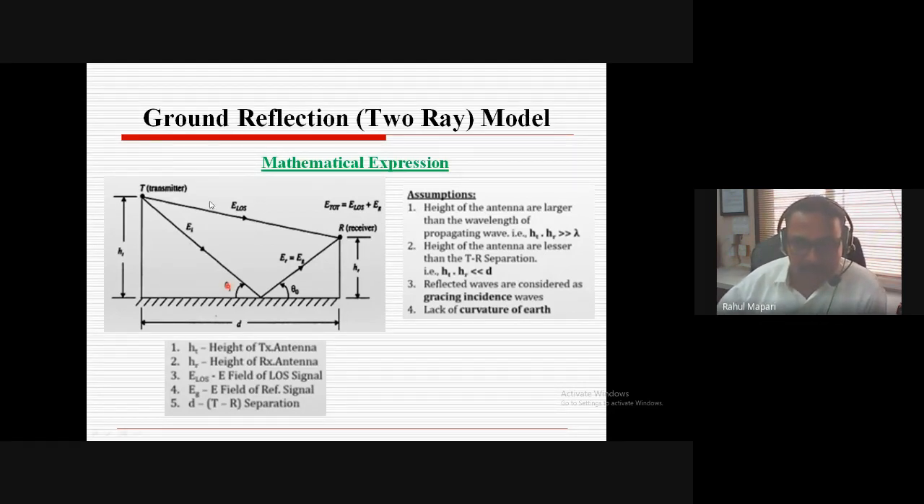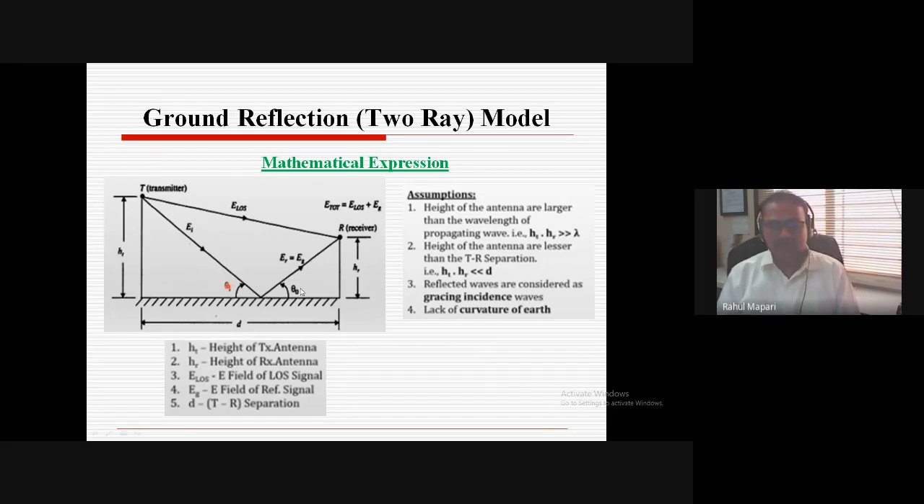So here ELOS is the electric field of line of sight signal, and the second one is EI. EI is the incident signal. And here I think it is EG, the word used for the other signal, and that is called a grazing incident signal. EG means grazing incident. So it can be any kind of signal, reflected, refracted or scattered. So this EI is equal to EG. The signal received at the receiver is the addition, so E total is equal to ELOS plus EG. Theta I is the incident angle and theta zero is the angle made by this grazing incident wave with the ground. Theta I and theta zero.